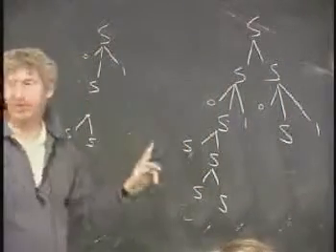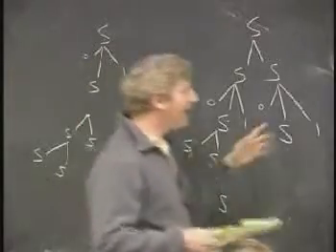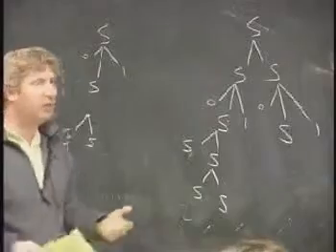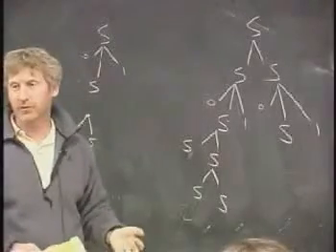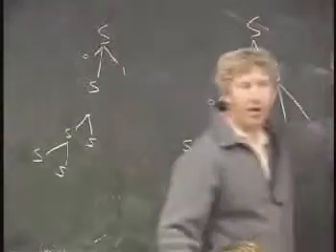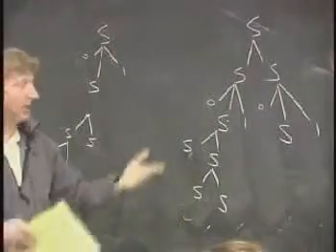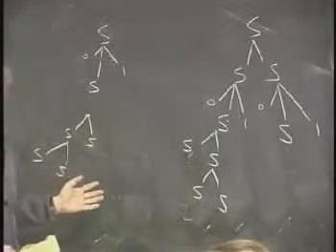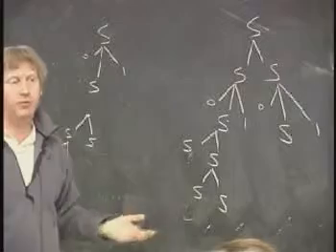This is a bad thing. It's bad to not know which tree to use. When you write a compiler, you don't want to have this choice because you have no idea how to parse this string. You can say that it's a legitimate string, but you don't know which tree to use to generate it. And you're thinking, well, so what? Who cares what the tree looks like?